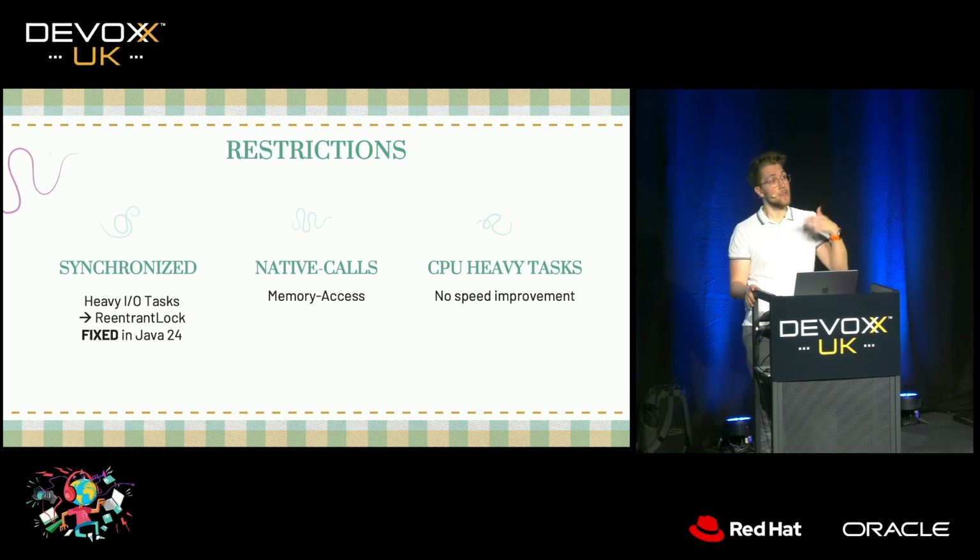Also, you only have to worry about this if you take a long time in this synchronized block. Tomcat, for example, had the issue; they replaced all the synchronized blocks with reentrant locks, and this worked fine for them. The second thing is also native calls.